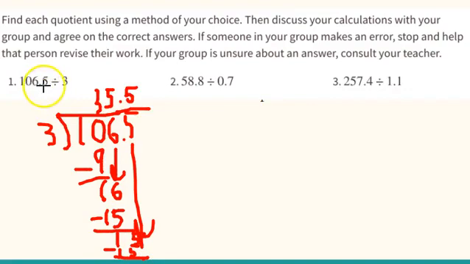You could have multiplied both those by 10 and did 1,065 divided by 30. Still going to get the same thing here. What about here?